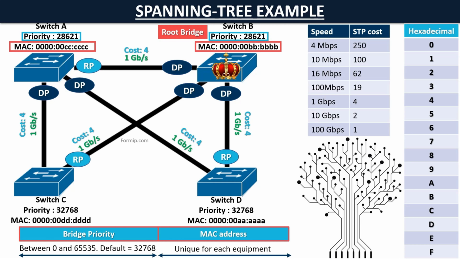And finally, the last step is to put the remaining ports in a blocked state. To avoid network loops, the spanning tree protocol will block ports which are neither root ports nor designated ports.